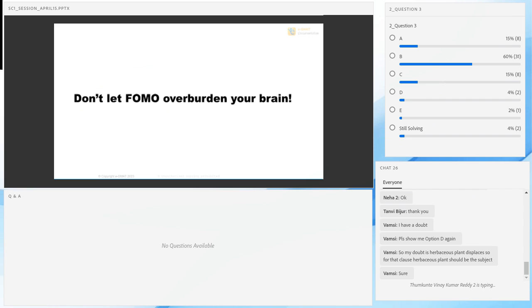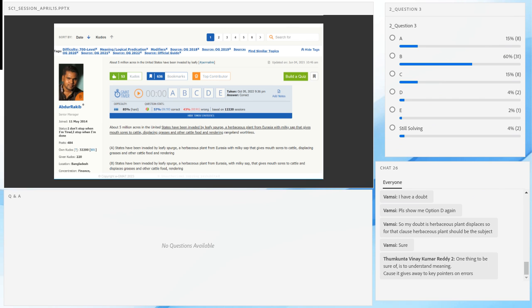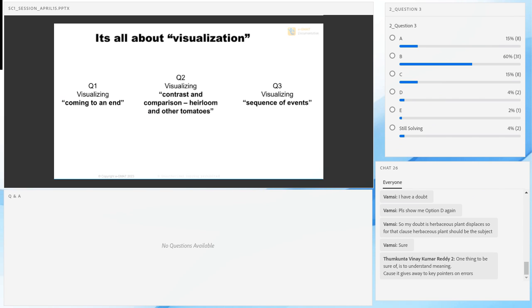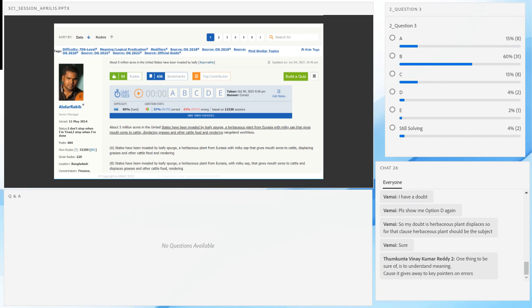All right. So again, three different kinds of questions. You have to visualize. And Vinay, thank you for chiming in: understand the meaning, because that's what is going to give you pointers. Absolutely, Vinay, spot on. Visualizing coming to an end, visualizing contrast and comparison, and then in question number 3, visualizing the sequence of events. What is happening? Who's doing what? So that you have a very solid way of rejecting incorrect answer choices.